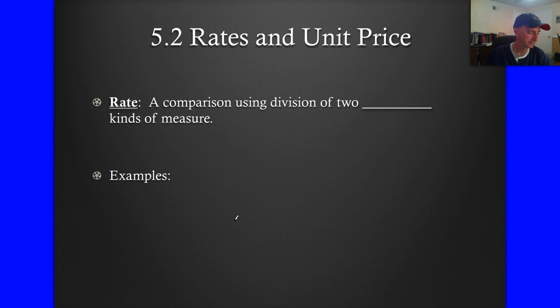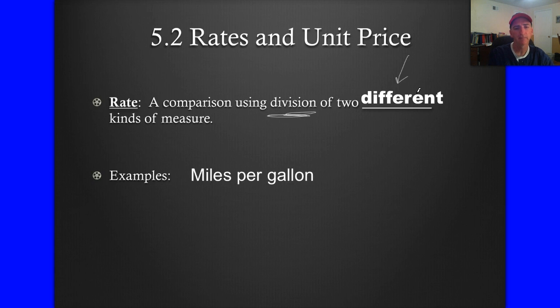A rate, subtle difference here. Okay, remember how I talked about the TV when you're measuring feet to feet? All right, a rate is a comparison using division of two different kinds of measures. So this type of example might be miles per gallon. Take a look at that. Miles per gallon, what you're comparing here.